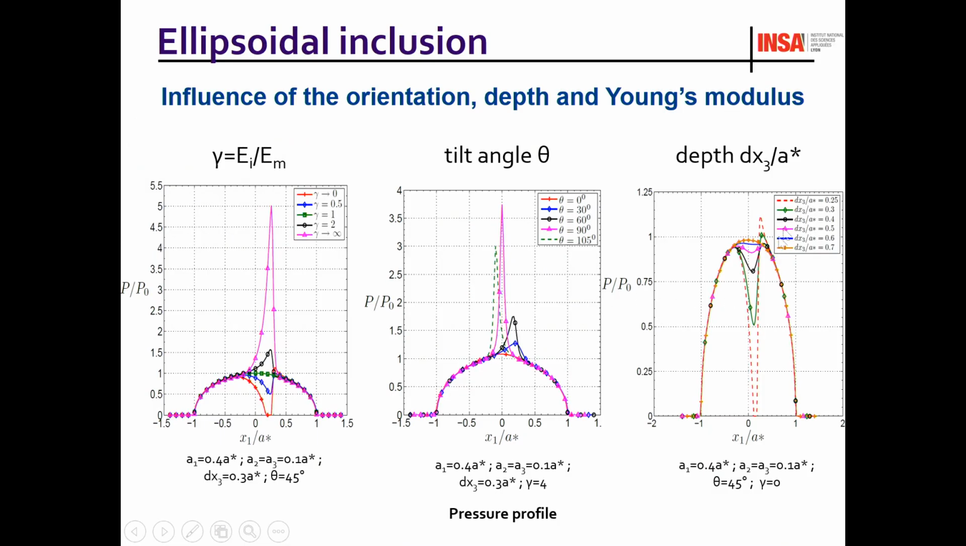This is not really important. And again, this is the effect of the depth. And again, when the inclusion is at a depth of 0.7 times the contact dimension, there's almost no effect.